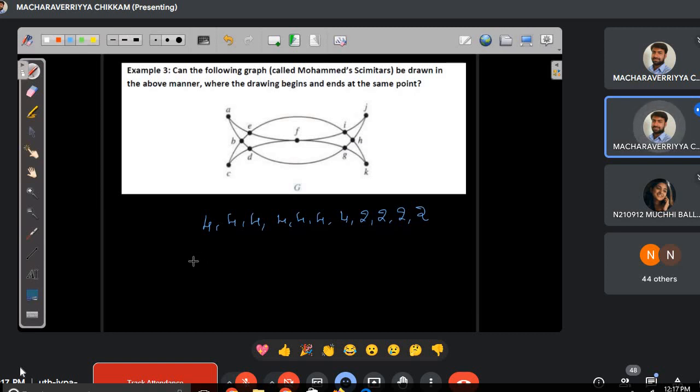Therefore, by the previous theorem, you write the statement of the theorem here, right? A connected undirected graph has an Euler circuit if and only if every vertex is of even degree. So the hypothesis of the theorem is satisfied for this graph. Therefore, now let us try to find what that Euler circuit is.